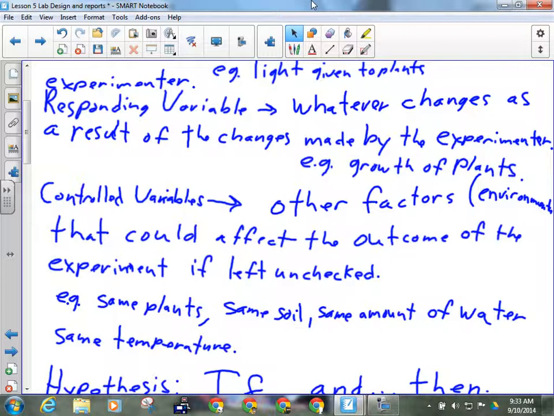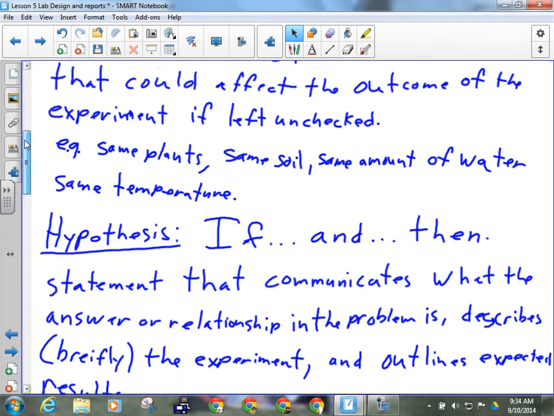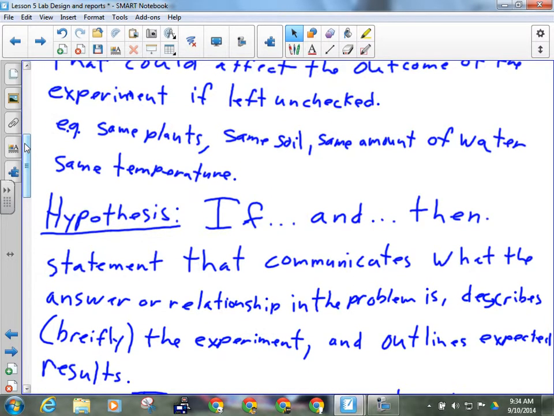Okay. All right. After you do that, then you've got to come up with probably the most important part of your experiment, and that is your hypothesis. A hypothesis is always an if and then statement. We call it deductive reasoning. That's why we have this if, and then. We'll talk about that in a second.